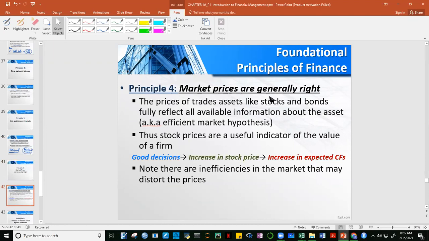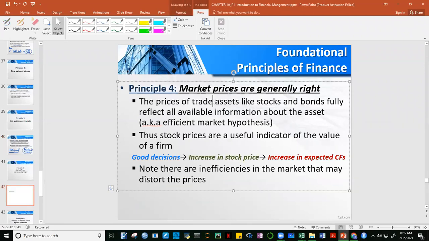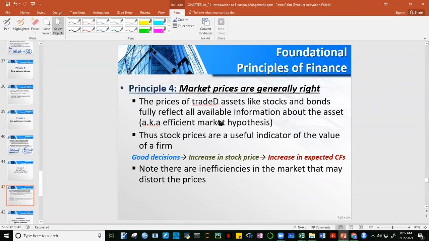So this one, guys, sinabi na natin to. Okay, yung efficient market hypothesis, market prices are generally right. Okay? Market prices are generally right. The prices of traded assets, like stocks and bonds, fully reflect available information. Okay? Kaya nga meron tayong EMH, Efficient Market Hypothesis.